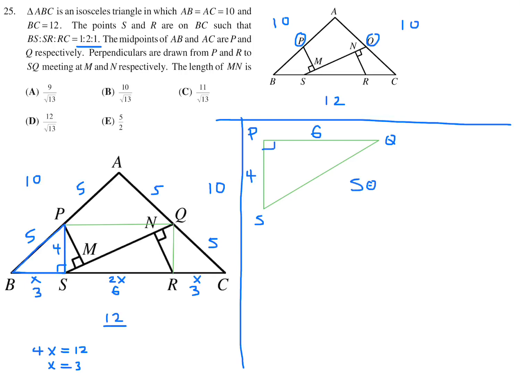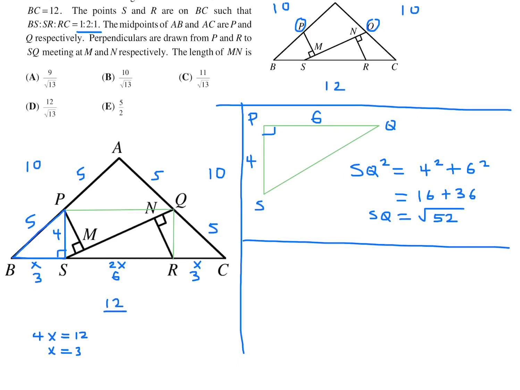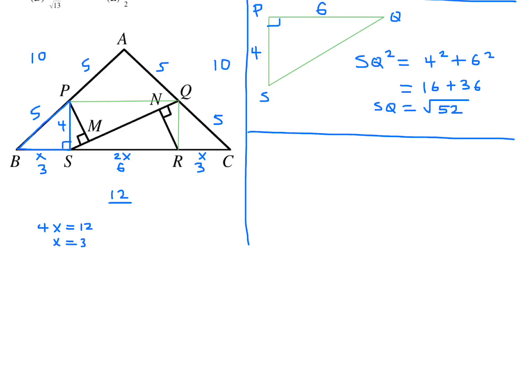So now using Pythagoras, we can solve for SQ. That's 4 squared plus 6 squared, which looks like 16 plus 36. So therefore, SQ is equal to the root of 52. Okay? So that takes care of that. Let's move this up a bit, because we're going to need a little bit more space here. All right. So now, where do we go from here?